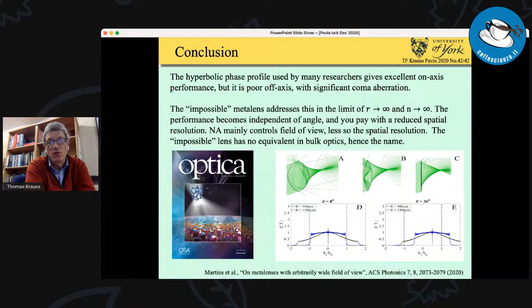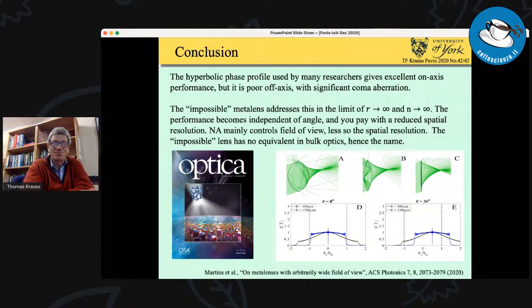Okay, so in conclusion, I've introduced our idea of an impossible meta lens, where we're mimicking the phase distribution you would get if you could make a normal spherical lens of infinite radius and infinite refractive index. And as I explained, you pay for it with reduced spatial resolution because you don't use the full numerical aperture of the lens. That's the price you pay. But still, I think it's a very interesting approach. And I like the term impossible because you cannot do this in bulk optics, which brings me back to my initial motivation. I want to do meta lenses because they allow me to do something I cannot do otherwise.